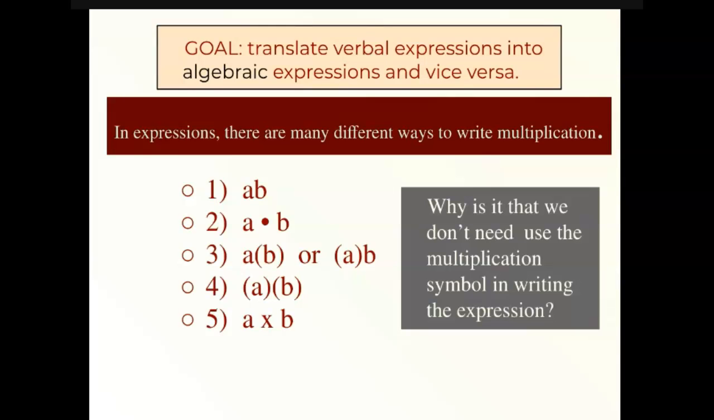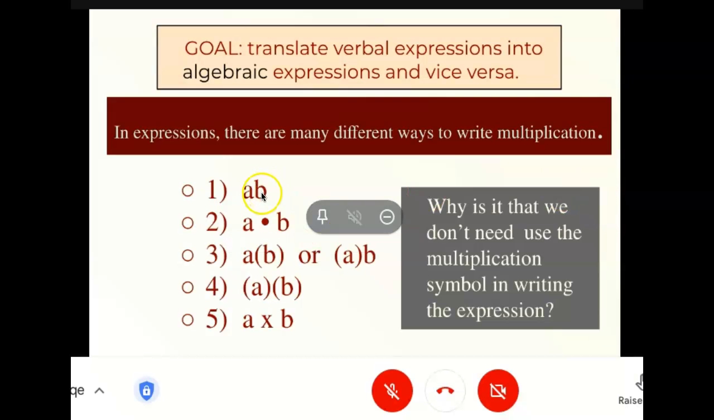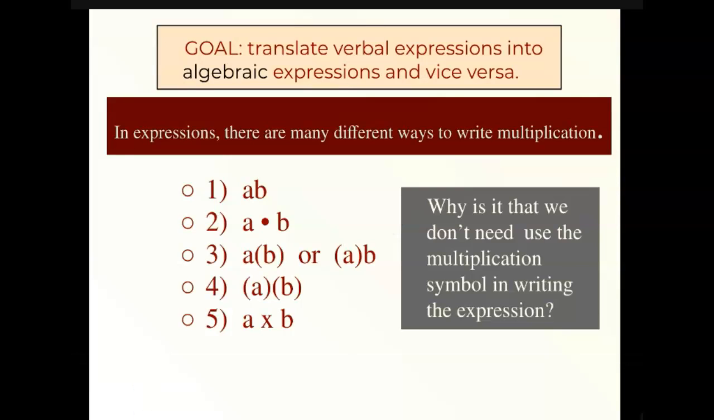Why is it that we don't need to use the multiplication symbol in writing the expression? How come we don't need to use them? Like, for example, number 1, AB. I don't need to put that dot or parentheses or the times symbol in there. I don't need to use that. Why? Anybody could share? You guys still remember when we were in 6th grade?